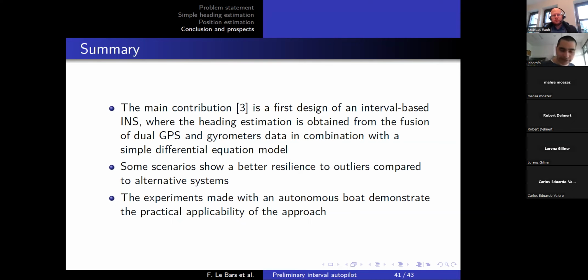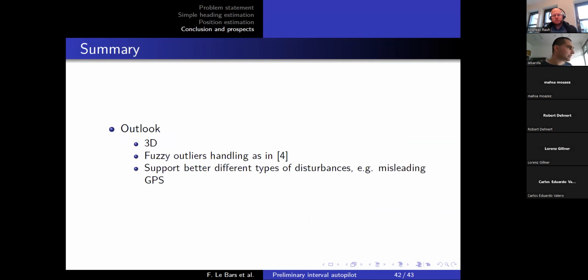And this system is able to be used in a real robot in typical survey missions. However, there are a lot of improvements that remain to be done. So probably one of the obvious first ones is to go to 3D and especially take into account the roll, pitch, and altitude estimation.